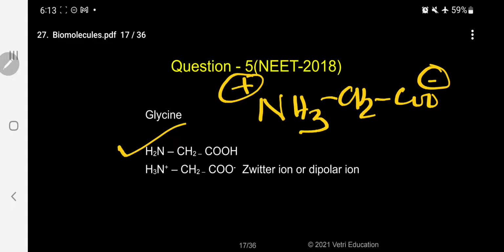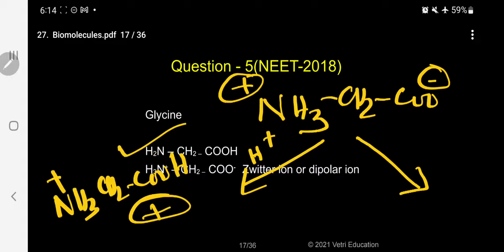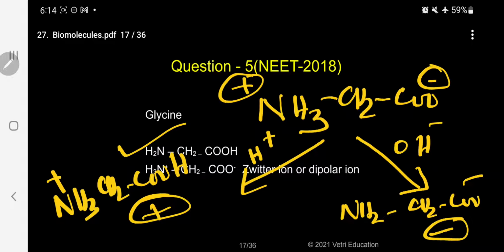Okay, let me give one more. So the answer is clear. The answer is amino acid. Glycine is the correct answer. Let me give some more information. This is useful to you. What happens to the amino acid in the presence of acid? In the presence of acid, it will neutralize the COO- group, converting into a positive ion. So, in acid medium, it is acting as a positive ion. In basic medium, what will happen? It will lose the H+, converting into NH2CH2COO-. It is a negative ion.